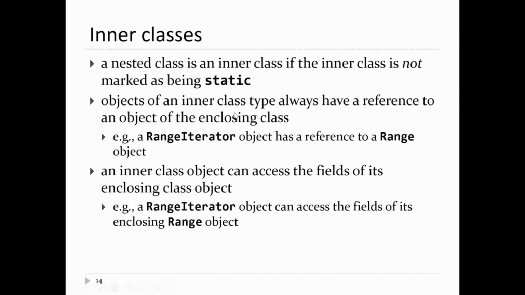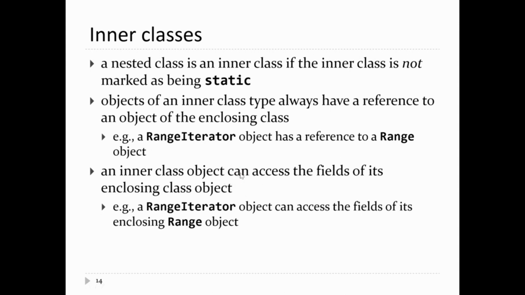Okay, so if you have an inner class, like we do in this case, then objects of the inner class have a reference to the enclosing class object. So what does that mean? It means every range iterator object has a reference to the range that it's iterating over, which makes sense, right? The range iterator needs to know how big the range is in order to go from the start to stop. So it needs a reference to the range that it's iterating over, and you get that if you create an inner class.